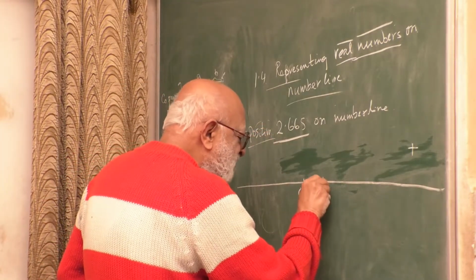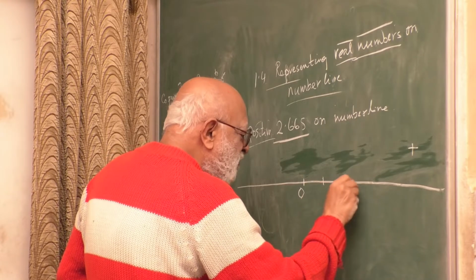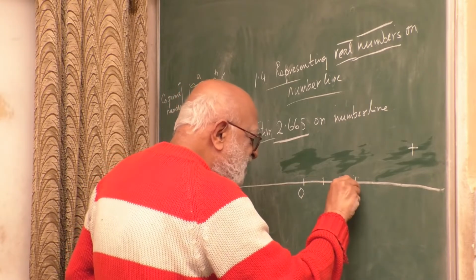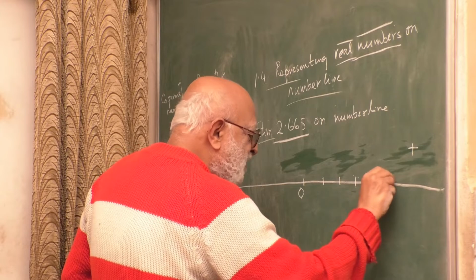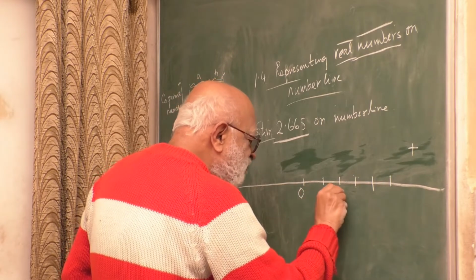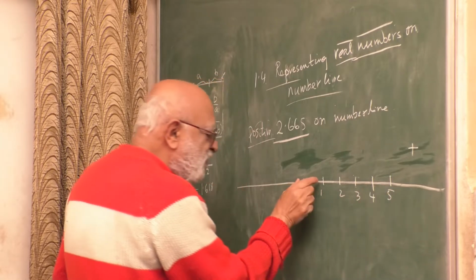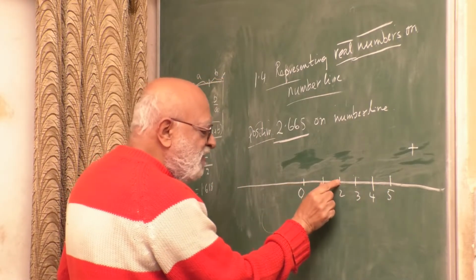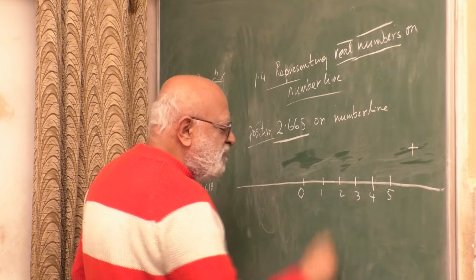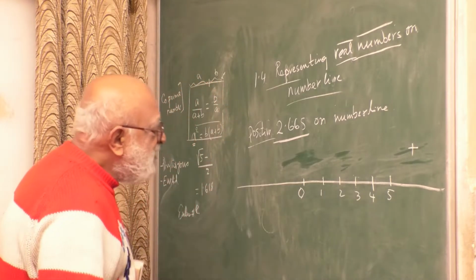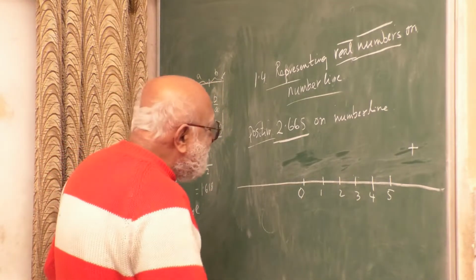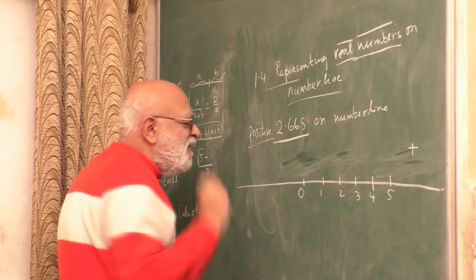So 1, 2, let us say 3, let us say 4, let us say 5. This is 1, 2, 3, 4, 5. These are all equal divisions, even though it may not look like it, but they are supposed to be equal divisions. First of all, I see where 2.665 is.